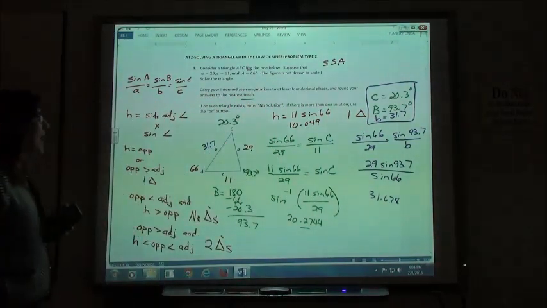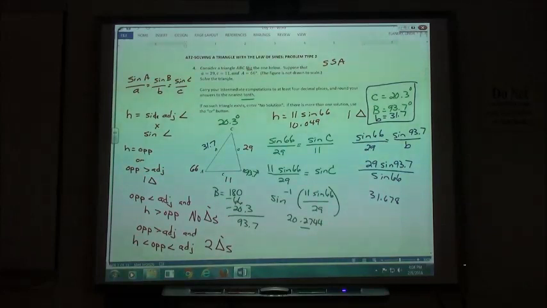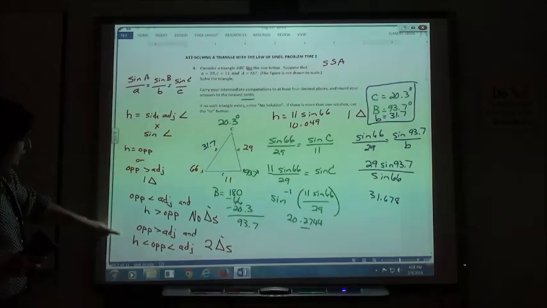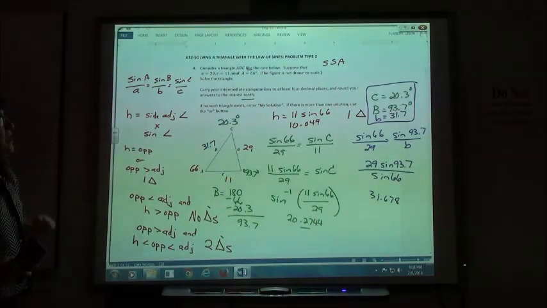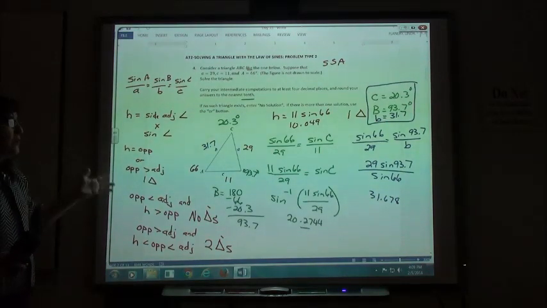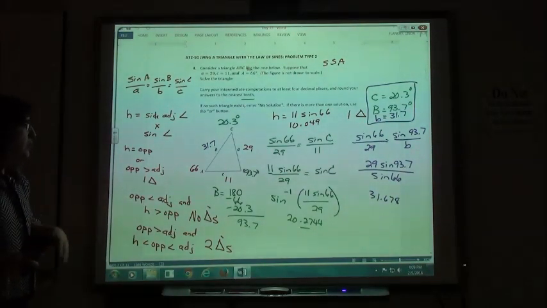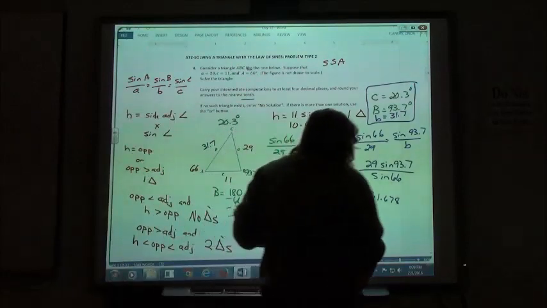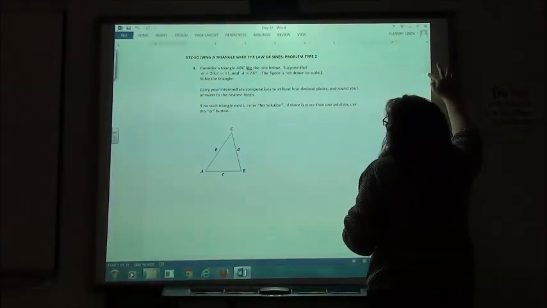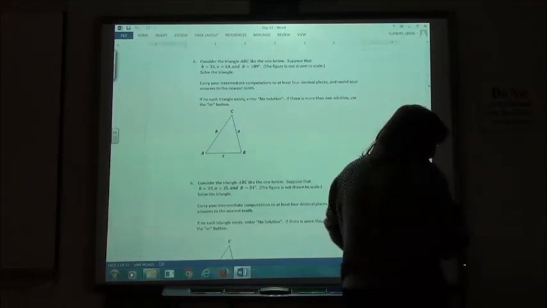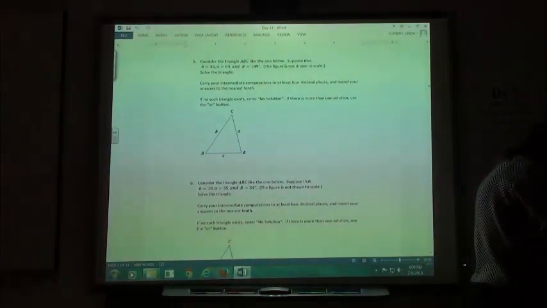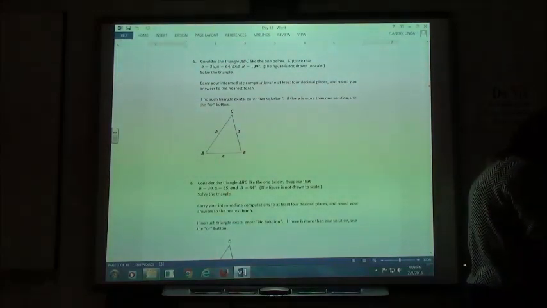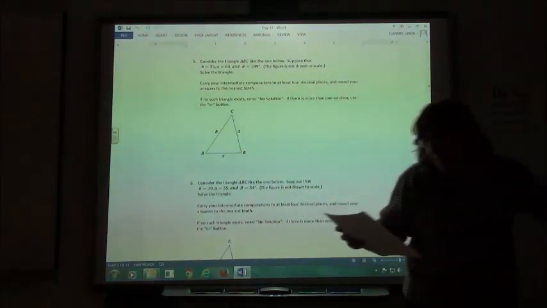Now I have all of my angles and all of my sides of my triangle found. Again, I'm not going to write this part down every time. Make sure you have those in your notes because you're going to want to check and find out: do you have one triangle, no triangle, or two triangles?